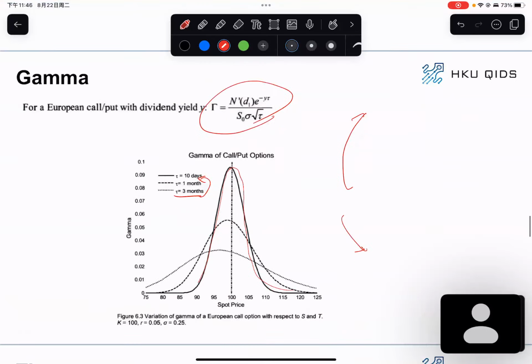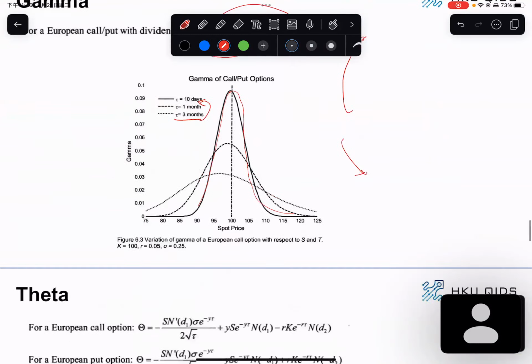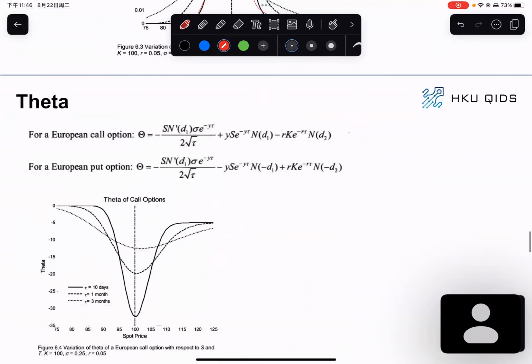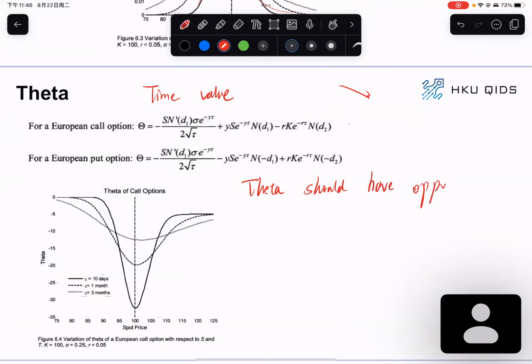And let's also first talk about theta then. You can see for theta, it's basically the inverse of gamma. So theta is the time value, right? And we know time value decays. And in most cases, theta should have the opposite sign with gamma.